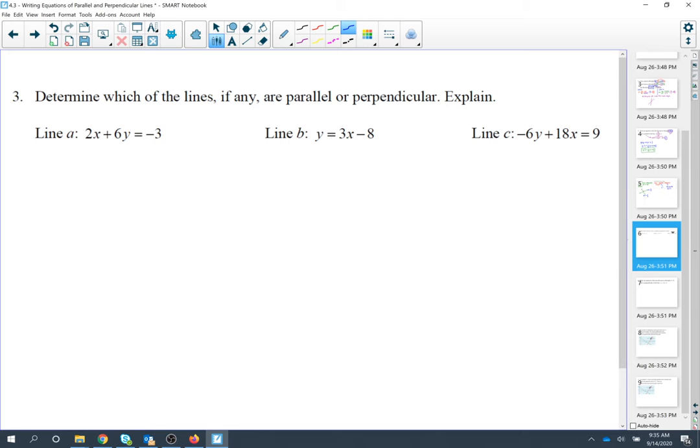Number 3, determine which of the lines, if any, are parallel or perpendicular. Explain. Now, if lines are going to be parallel, that means they have the same exact slope. But if they're going to be perpendicular, that means it has to be opposite reciprocal. So step 1, we have to find the slope of each line.